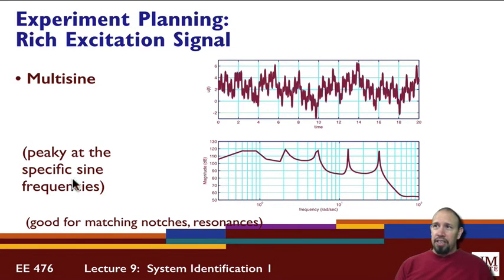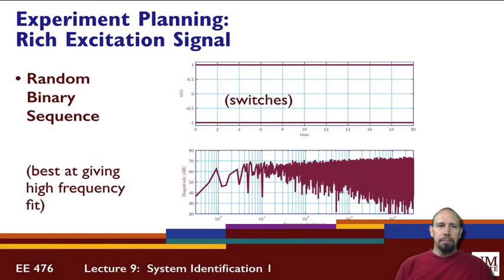So it's peaky at various sine frequencies, at the specific sine frequencies that you add together. The value of the multi-sine is that it gives you peaks which allow you to accurately represent or identify the system at those peak values. So if there's a particular feature we're looking for, for example a resonance or a notch, then we would want to apply a sinusoid at that frequency to be able to identify that well.